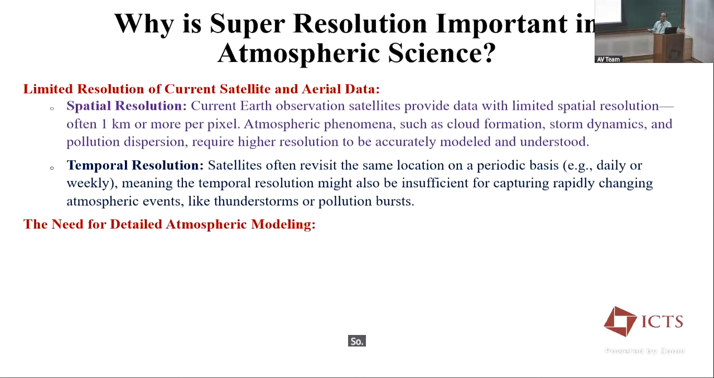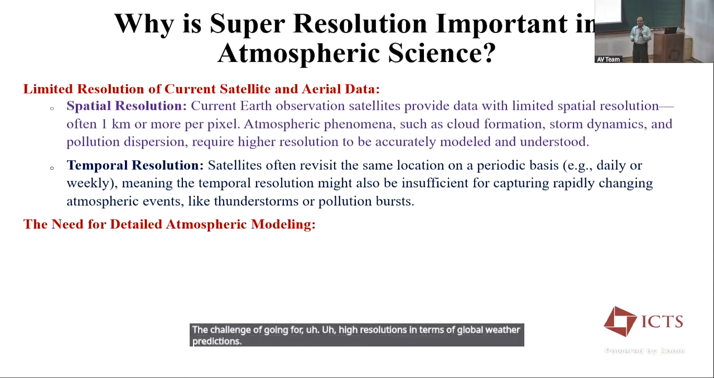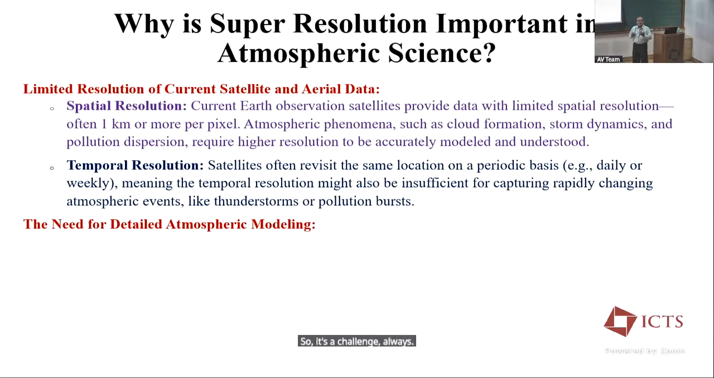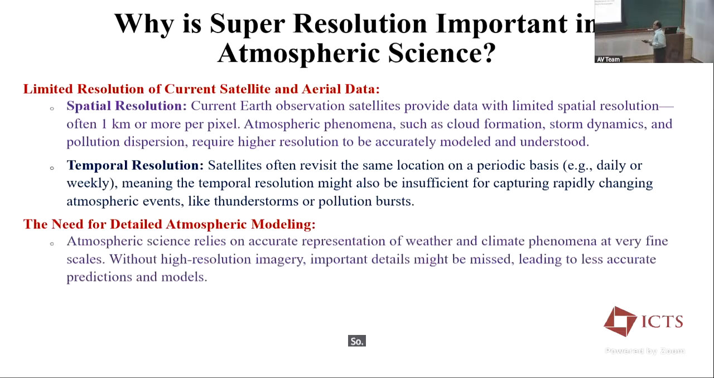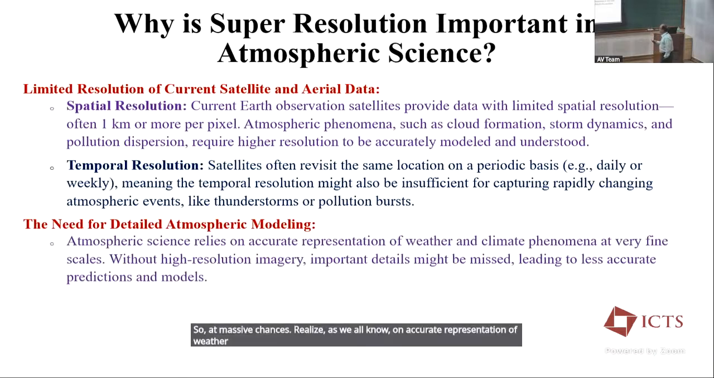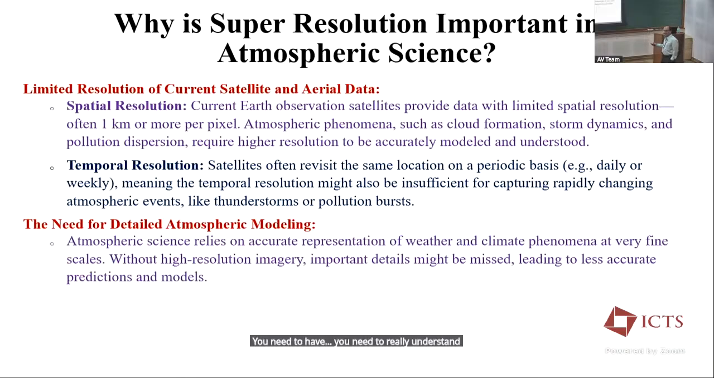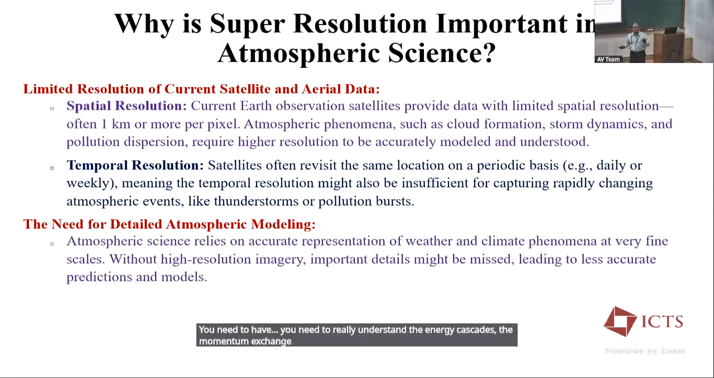So, the detailed atmospheric modeling. That's very important. That's why the challenge of going for high resolutions in global weather predictions, GCM models, whatever you have, is that it's always asking for more and more compute power, more and more memory to get the finer details. Atmospheric sciences relies, as we all know, on accurate representation of weather and climate phenomena at very fine scales. If you're looking at some turbulence phenomena, you need to really understand the energy cascade, the momentum exchange. You need to really go into the fine scales, and what you need may be very demanding.